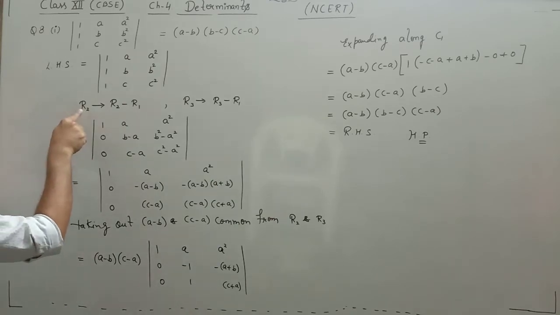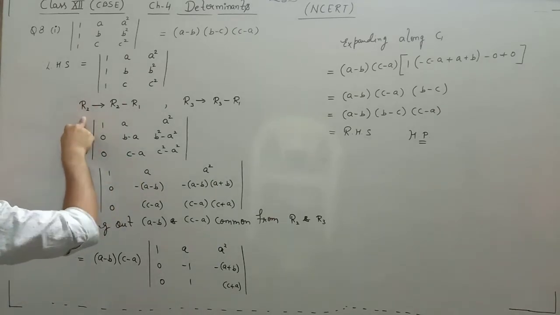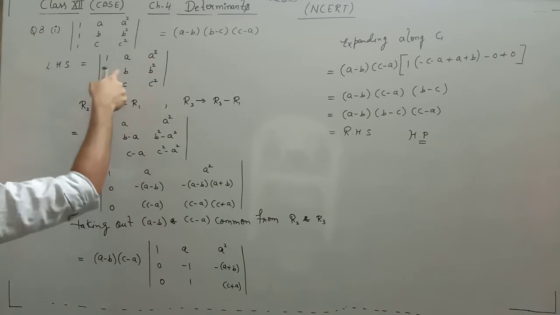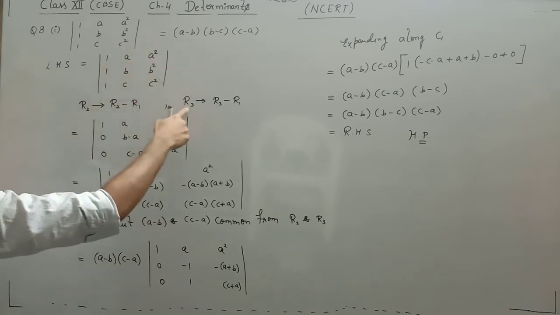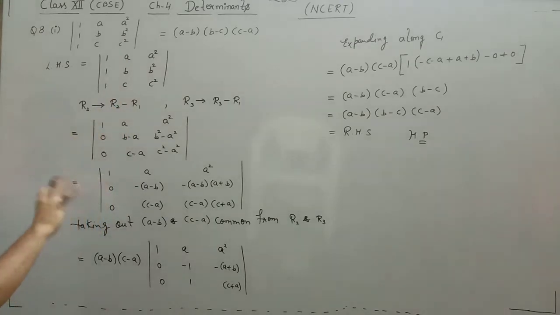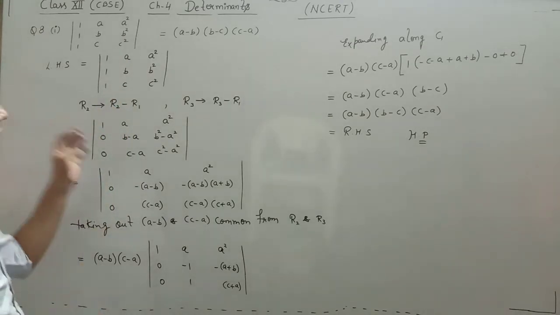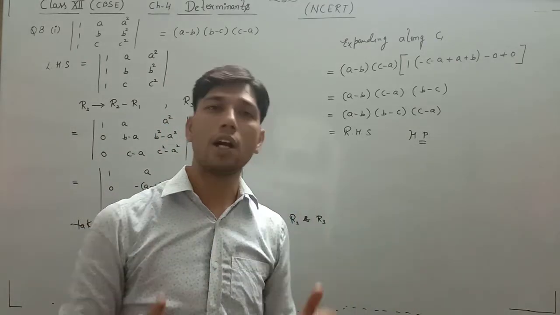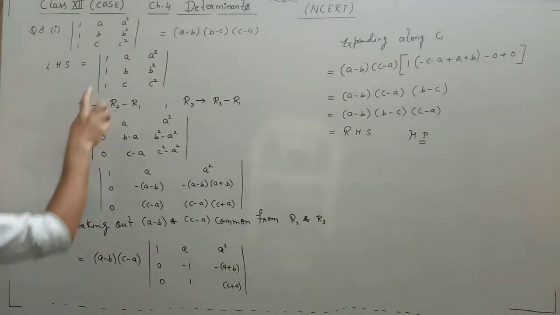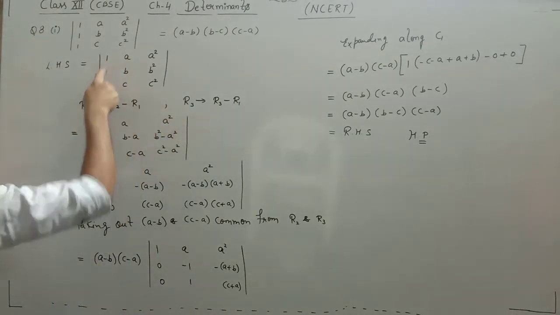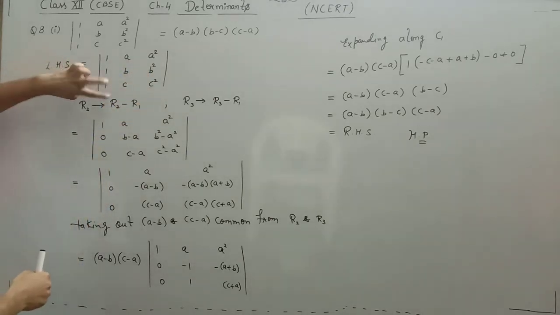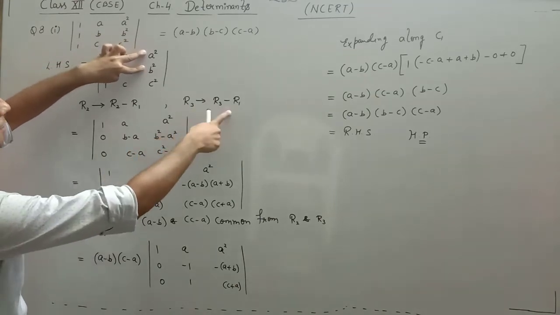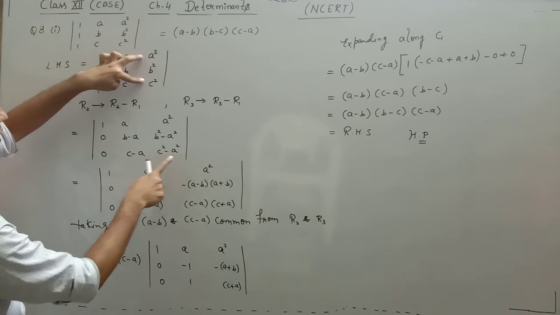Now I am doing two operations here, changes in r2 and r3. The operation in r2 is r2 minus r1, and r3 minus r1. I am using r1 in both rows. So we are changing R2 and R3, no changes in R1, so the elements of R1 are as it is, and R2 and R3 after operating. So the first row is as it is: 1, 1, 1, a square. Now in the second row R2 minus R1: 1 minus 1 is 0, b minus a, b square minus a square. In R3 minus R1: 1 minus 1 is 0, c minus a, c square minus a square.